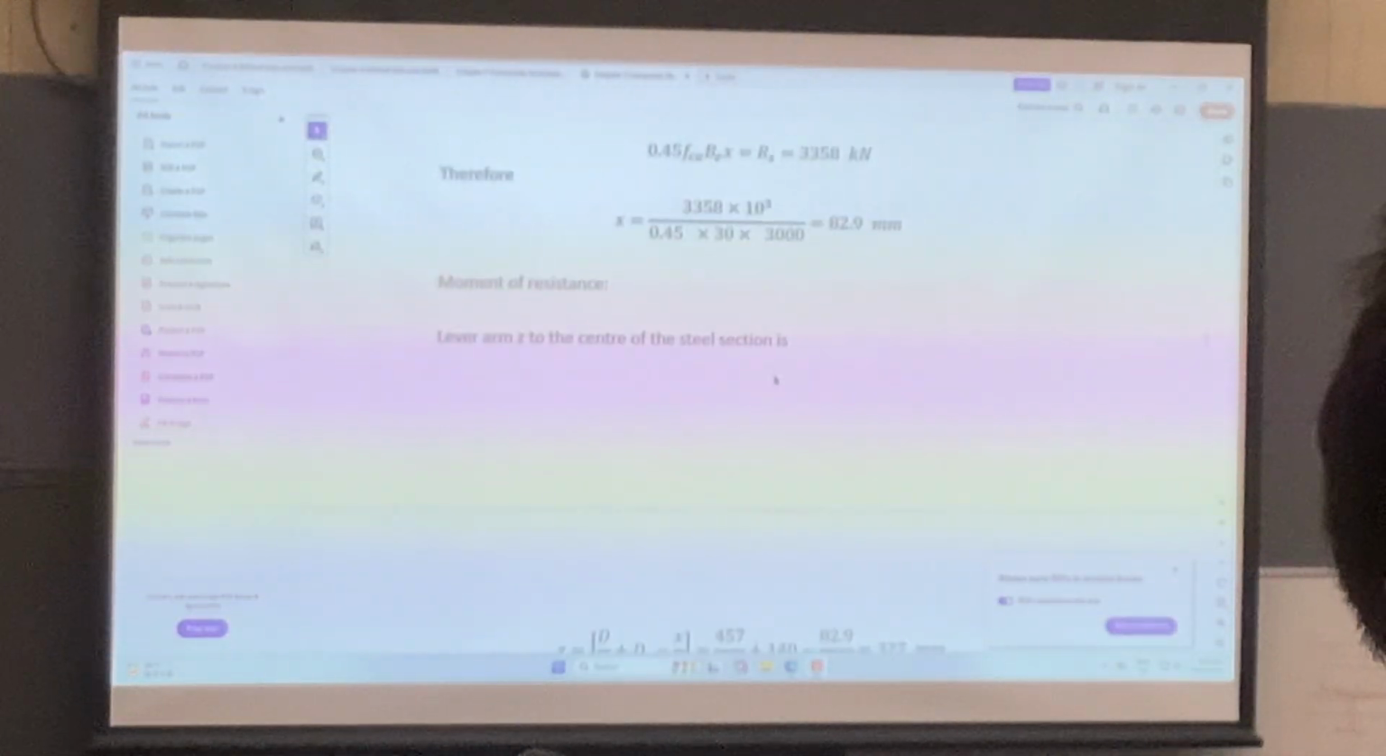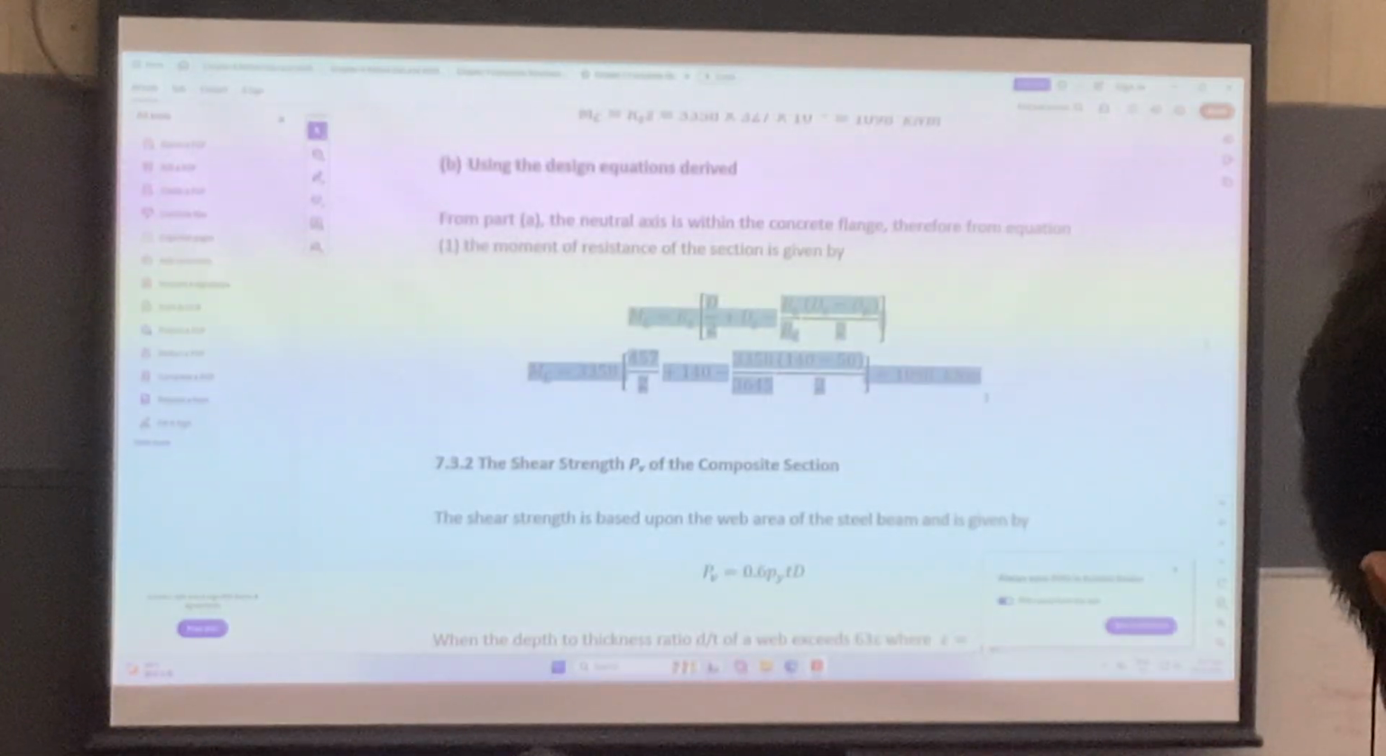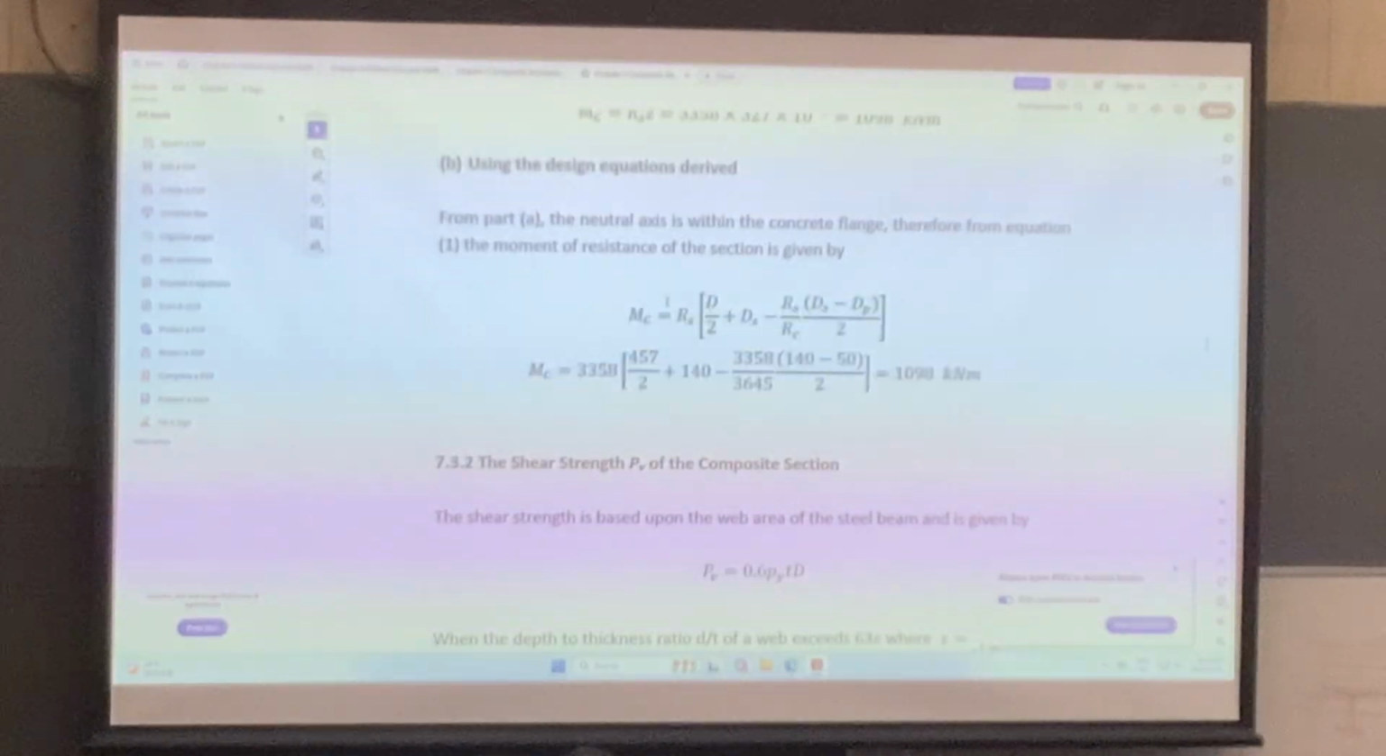Okay. So you will use this equation during the exam. Mainly, we will try to use this equation, and you need to know how to substitute the values here and find the moment capacity.